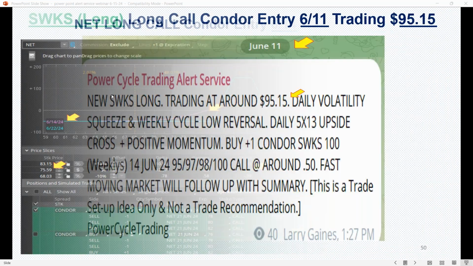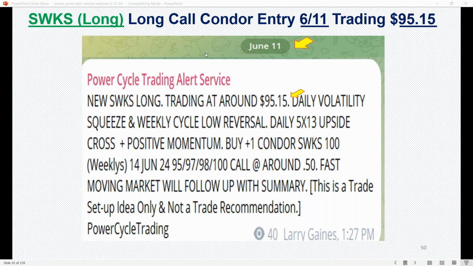So that was one. Now here's that Skyworks. This one just ripped, and it was a beautiful trade. A lot of members just jumped into it and did their own thing. So this was on the 11th of June, trading at 95.15. You can see here it says new Skyworks long trading at 95.15, volatility squeeze, weekly cycle low reversal, 5/13 upside cross. This had everything I was looking for.